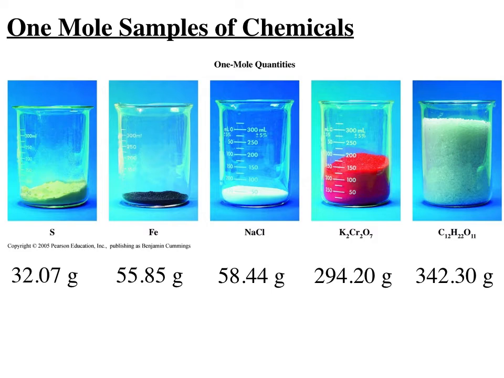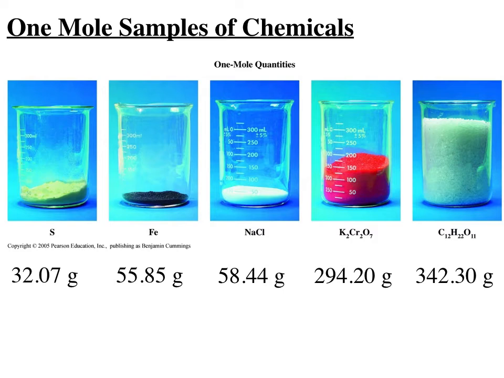It has a mass of 294.2 grams per mole, and you notice that a larger proportion of the beaker is filled up because each individual unit has 7 oxygen atoms, 2 chromiums, and 2 potassiums. So there are a whole lot of individual atoms in there, and that's why it takes up so much space, and also there's density issues there as well.